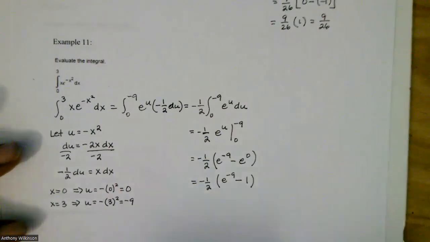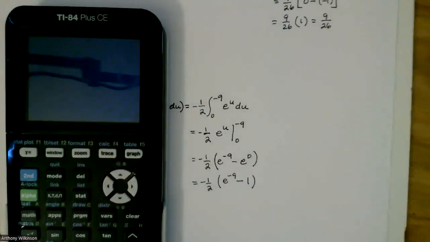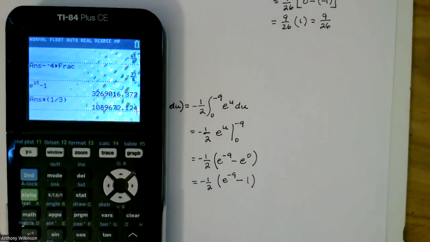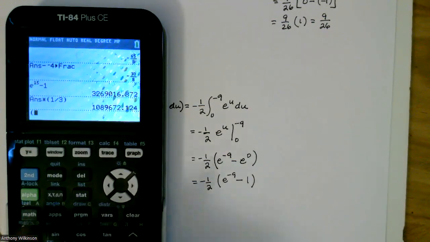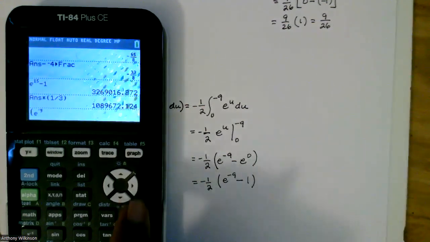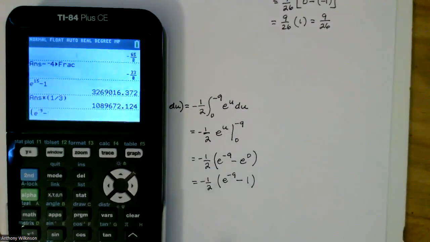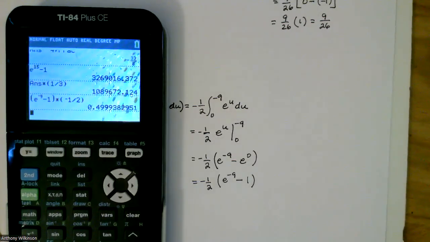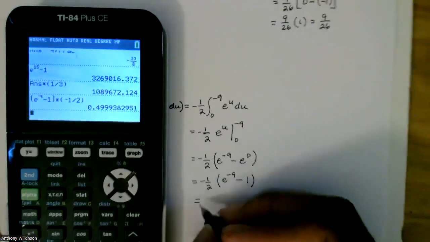And I'm going to do this in the calculator. So here, let me start with the e to the negative 9 first. So second, e, then negative 9, right arrow to get out of it, minus 1, close parentheses, and then times negative 1 divided by 2. And if I was to round this off to 1 decimal place, that would be 0.5.